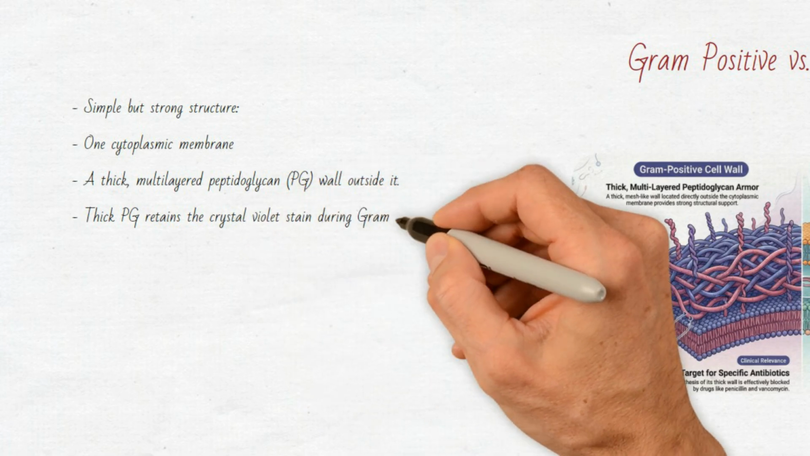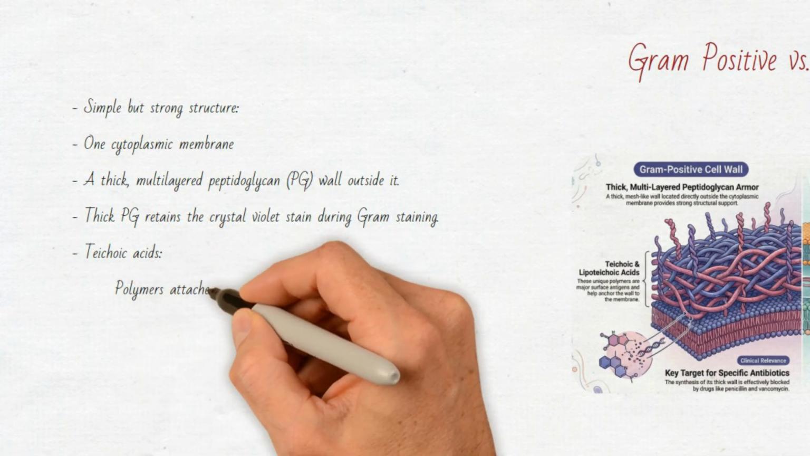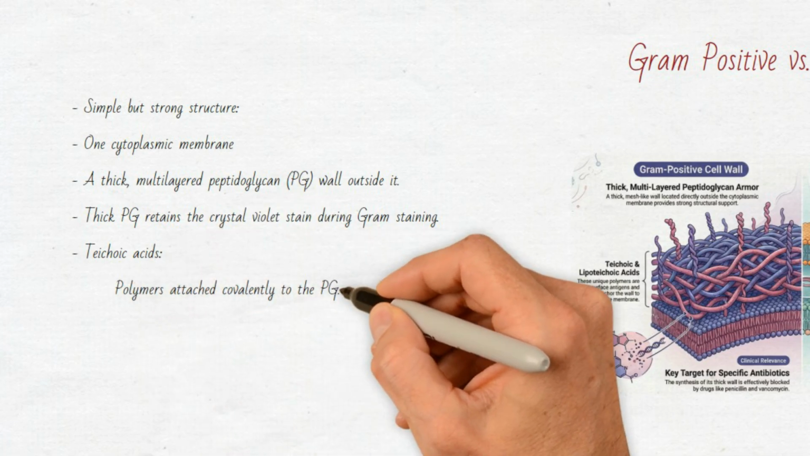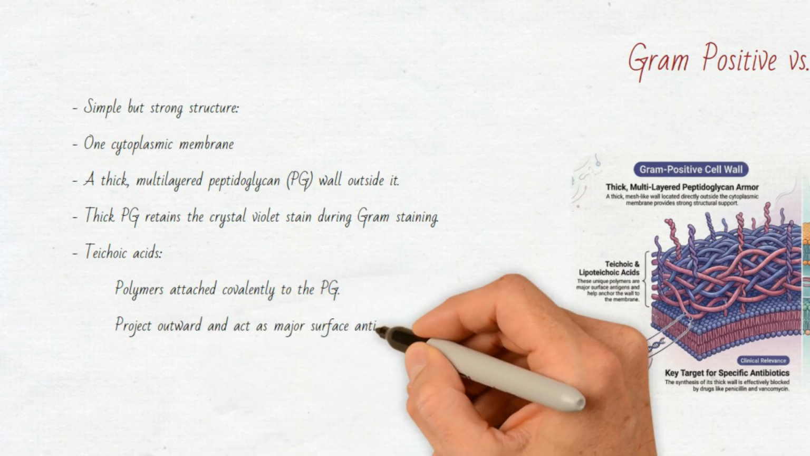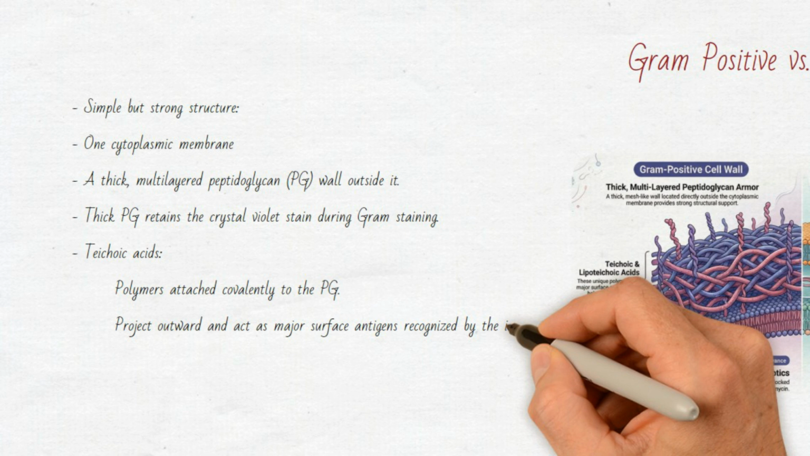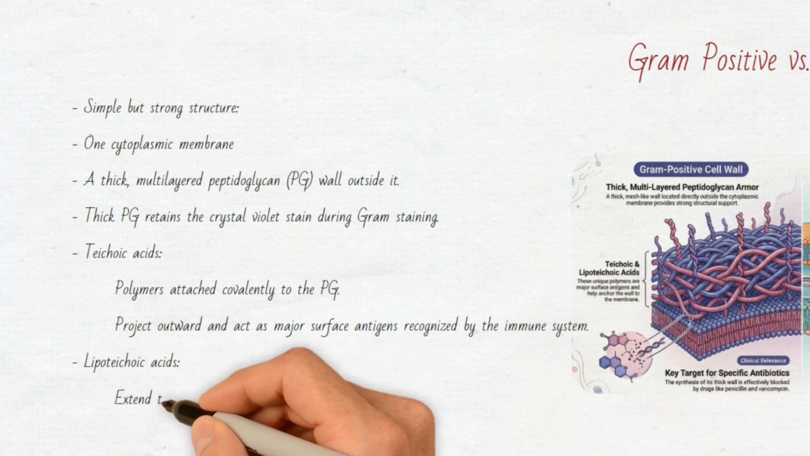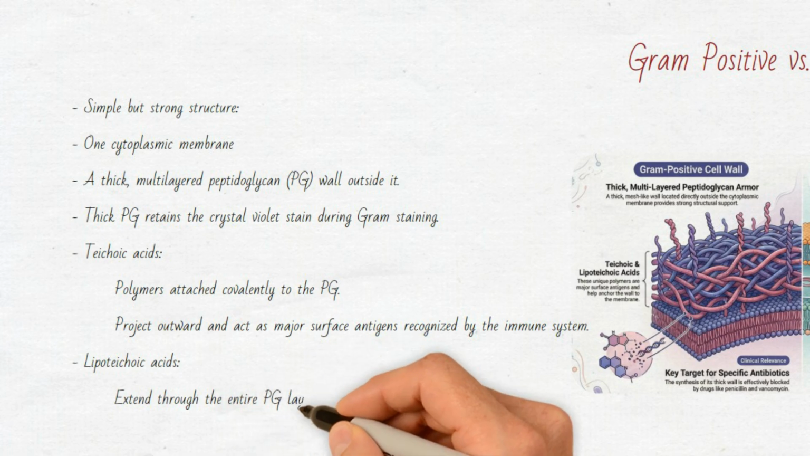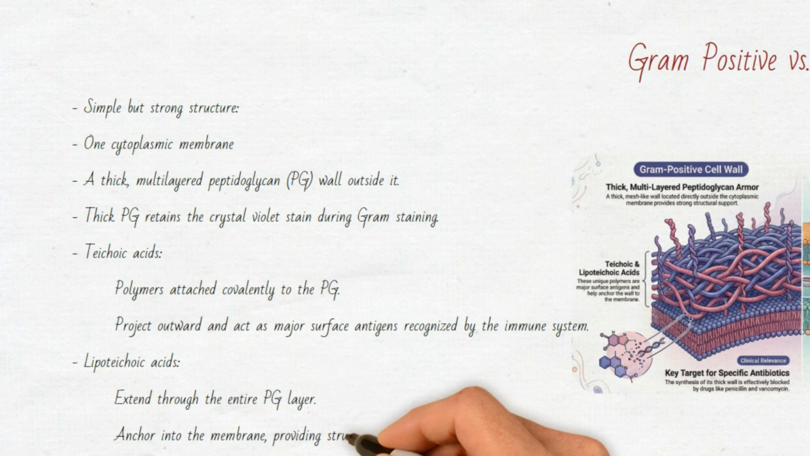What are the defining markers on that thick surface? They feature something called teichoic acids, polymers of substituted glycerol units covalently linked right into the PG structure. They essentially poke out from the surface, so they're the first thing our immune system sees. They're a major cell surface antigen. Gram-positive bacteria also have lipoteichoic acids, which actually span the whole PG layer and anchor right into the membrane itself.